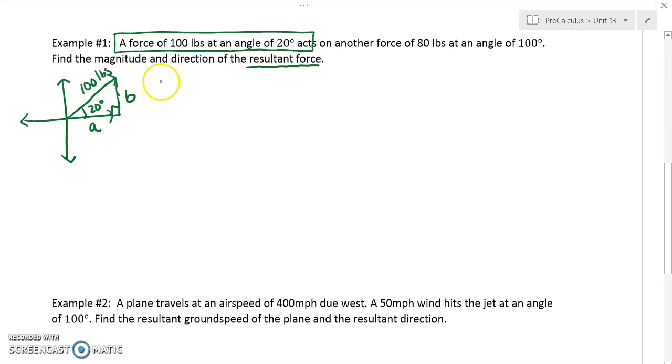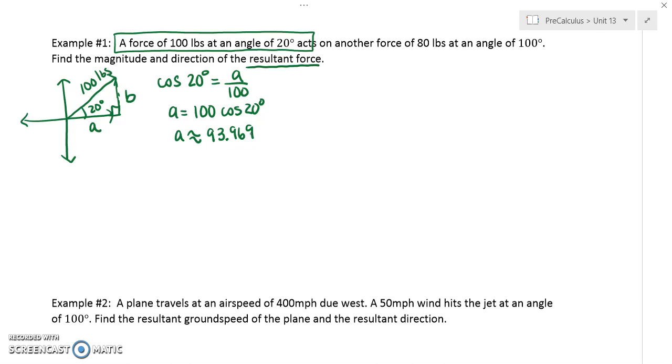So I'm going to do quickly cosine of 20 degrees equals A over 100. So if I multiply 100 by both sides, I get 100 times cosine of 20 degrees, and A is approximately 93.969. I already did this on the calculator, so that's why I have my numbers ready to go. All right, so that's the A component. Then we're going to go ahead and find the B component.